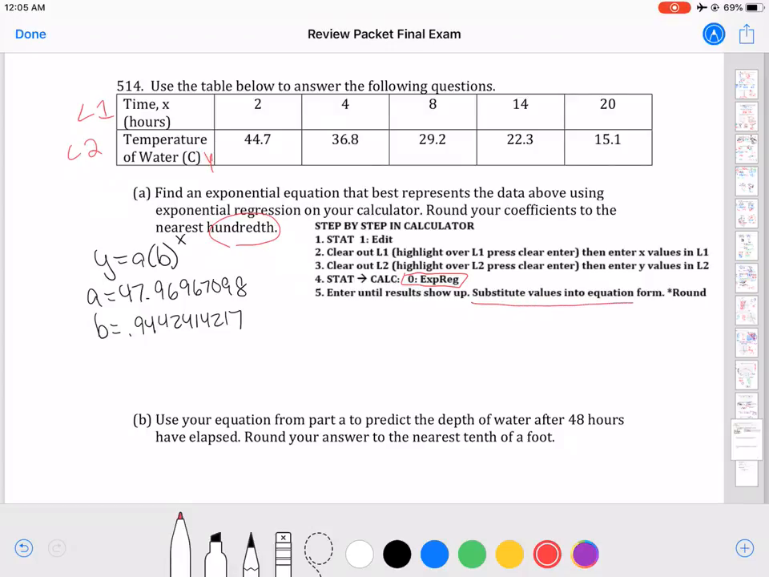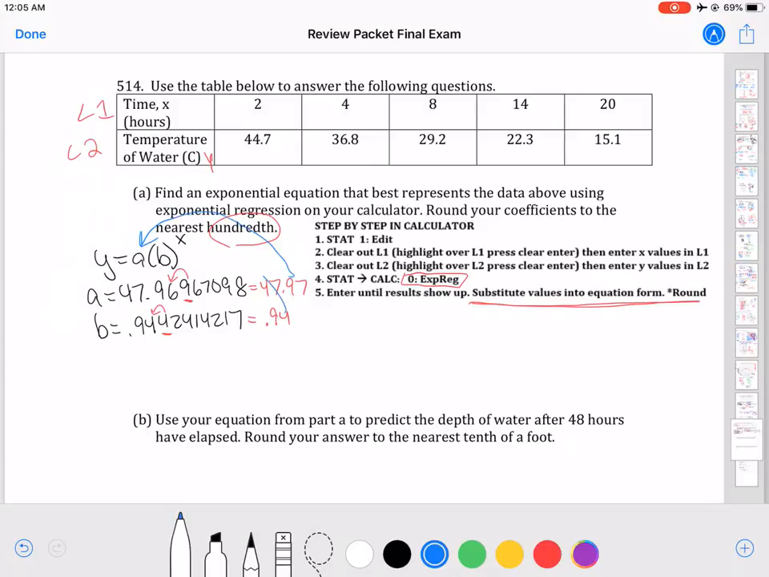So at this point, I'm going to round them, and then, just like I did in the last one, substitute the values into the equation form. So to the nearest hundredth, which is 2 places after the decimal point, I look at the third digit after. That 9 does bump this up, so this will be 47.97. And then for the last one, I again need it to the nearest hundredth, so 2 places after, but I look at the third. That 4 does not bump that up, so it's going to stay 0.94.